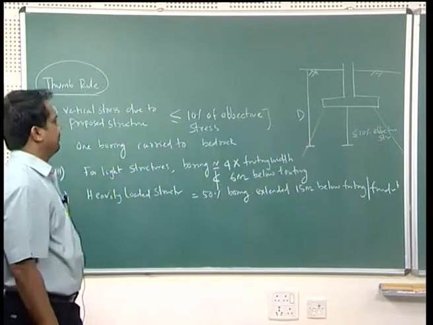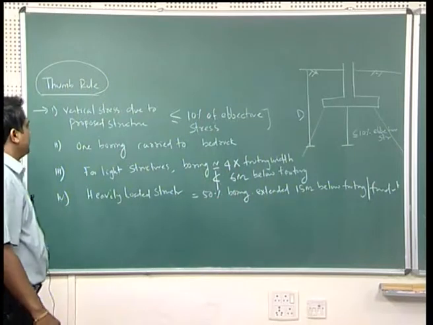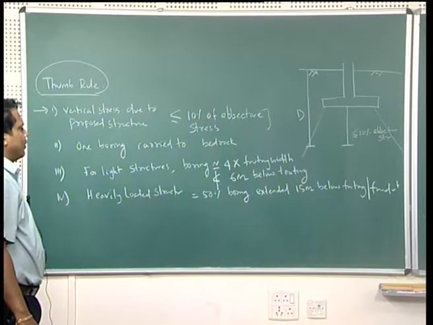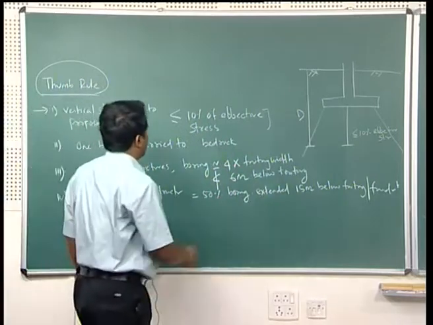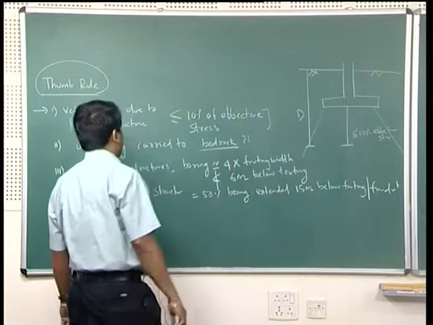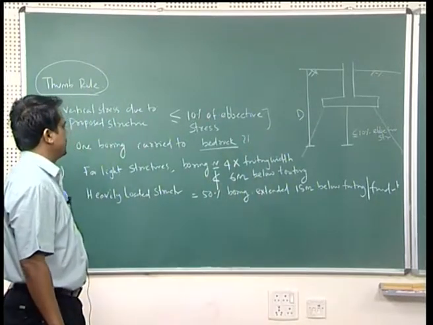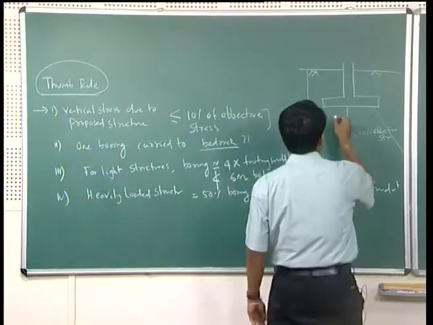Then if below the foundation bedrock is nearby, try to go for a borehole. At least one boring should be carried out up to the bedrock if bedrock is available. Then for residential buildings, boring should be done at least 4 times the width of the footing.